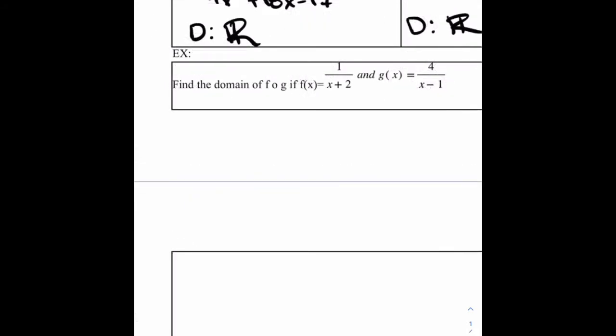Now we are going to look at when we have rational functions, and if we remember from before, we have to restrict our domain because we can't have a 0 in our denominator, because that makes the function undefined.